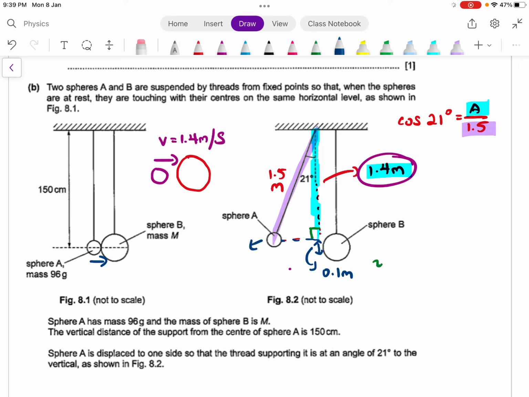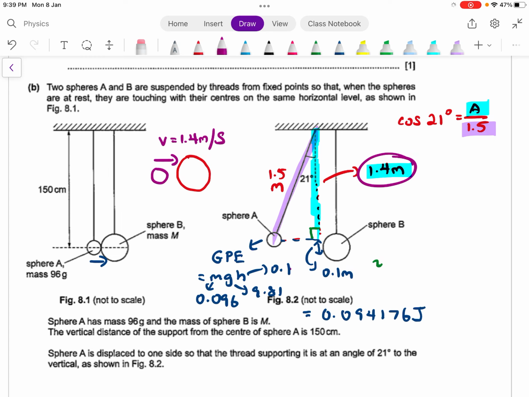I hope you can see that. At this point, you simply calculate the GPE. GPE is equal to mgh. m is the mass of sphere A, 0.096, g is 9.81, and h is 0.1 metres. When you do the calculation, your GPE will be roughly 0.094176 joules.